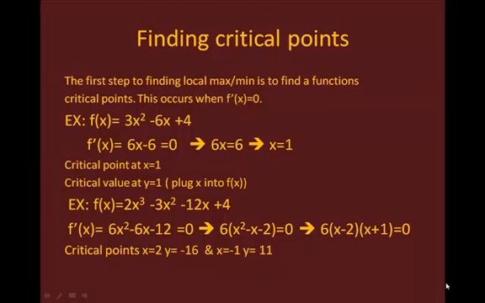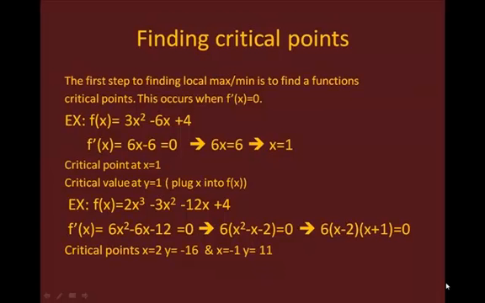Let's say f of x equals 2x cubed minus 3x squared minus 12x plus 4. Again, to find the critical points, we want to take the first derivative and set it equal to 0. So the first derivative here would be 6x squared minus 6x minus 12. We set that equal to 0.